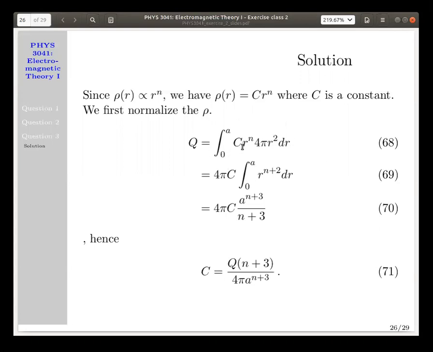The c r^n here is the density, and the 4 pi r squared dr is a differential volume. Then we can do the integration, and you should be able to get Q to be equal to 4 pi c a to the power n plus 3 over n plus 3. So after rearranging the terms, you will get the constant c to be equal to Q times n plus 3 over 4 pi a to the power n plus 3.